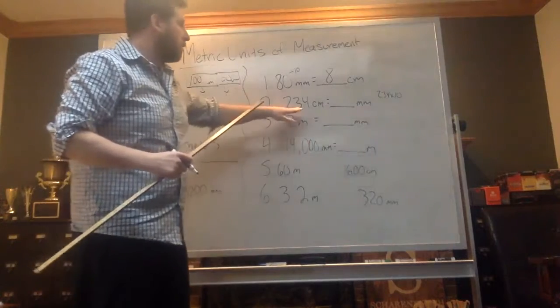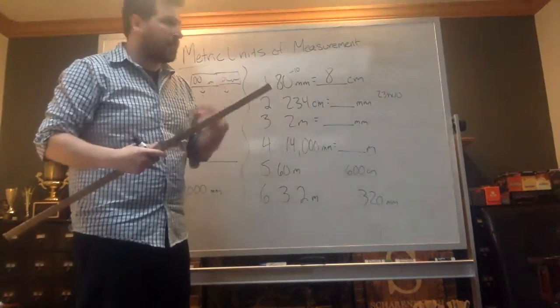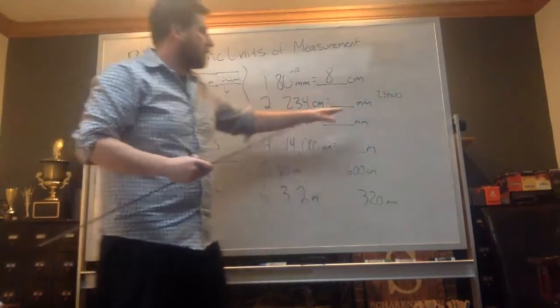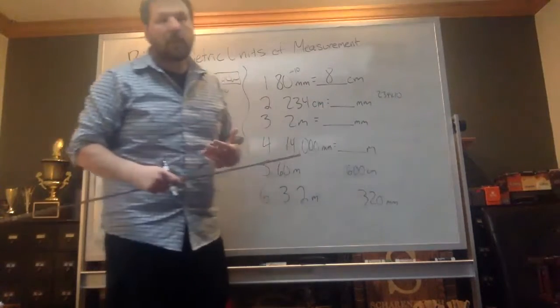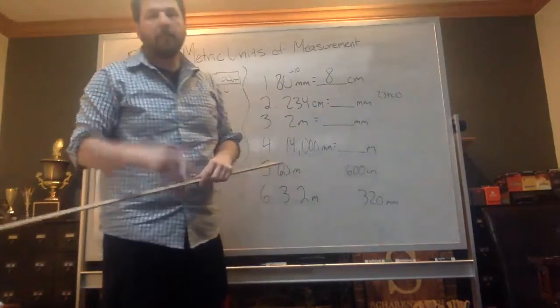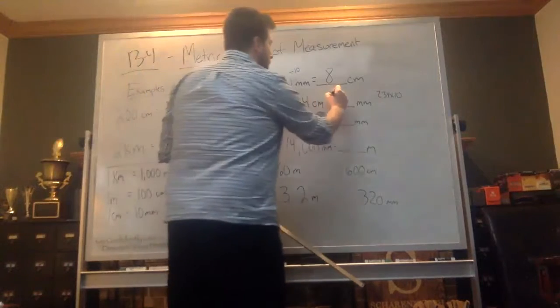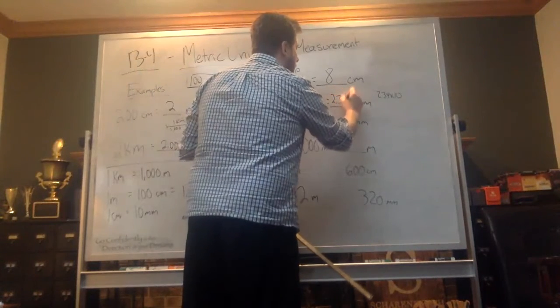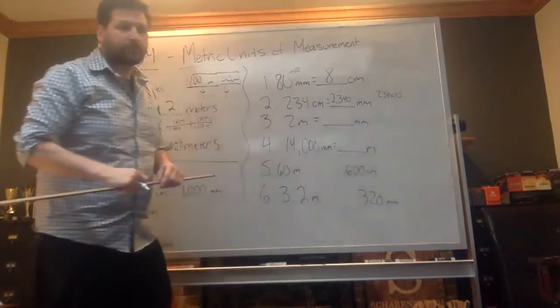Because we have 234 centimeters, and every centimeter has 10 millimeters. So we know how to do this. We know how to multiply by 10. It's very simple. You take that 234, you times it by 10, you just add a 0 at the end. So that means we have 2,340 millimeters.